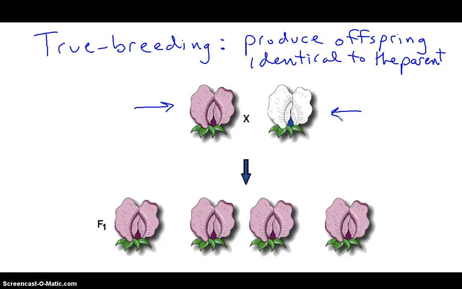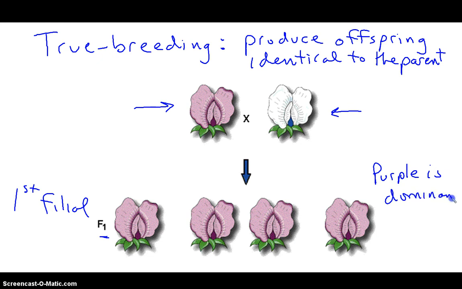of the offspring in this F1 or first filial generation were purple. And from that, he was able to deduce that purple is dominant over white. So he had his first idea that these different traits, genes, one was dominant over the other and could mask the expression of one.